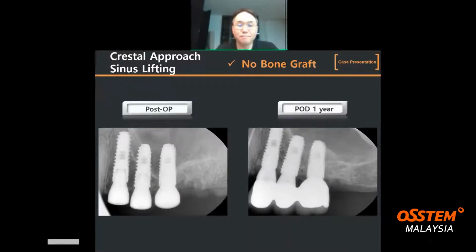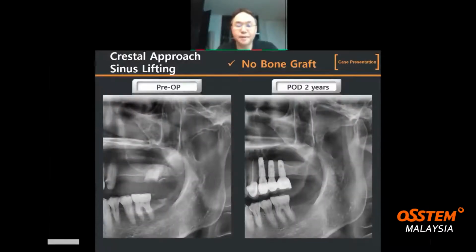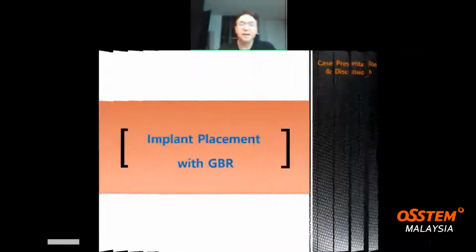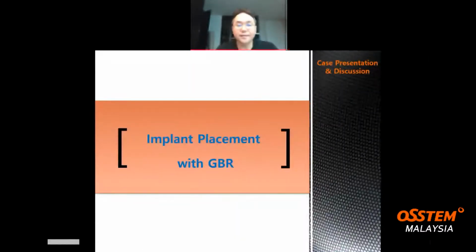1 year follow, immediate post-op PA, and 1 year follow. And 2 years follow, pre-op and 2 years. Without any bone graft material, I could get successful bone regeneration. 2 years follow-up CBCT. So final indication is GBR.